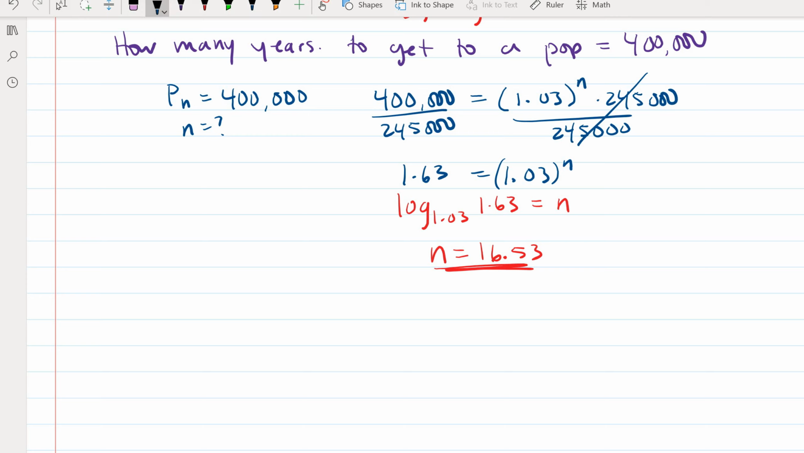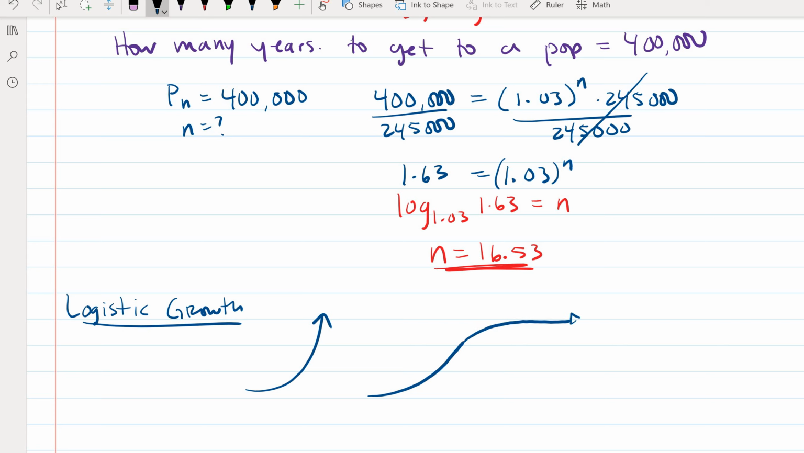Let's finish up these notes. Logistic growth. So exponential growth usually grows exponentially. Logistic growth means that something grows exponentially to a point and then it kind of tapers off. It's not going to get bigger infinitely because it can only reach a certain value. We call that logistic growth.